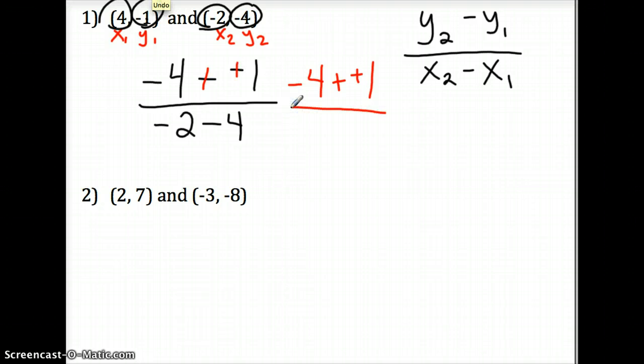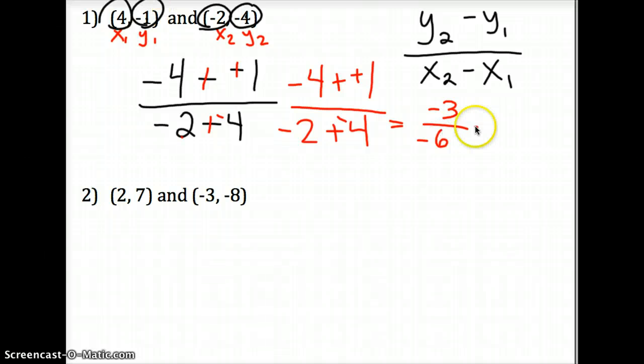On the bottom, I could do something the same. -2 plus a -4. Keep, change. Now I can add a little bit more easily. -4 plus 1 is -3. -2 plus -4 is -6.